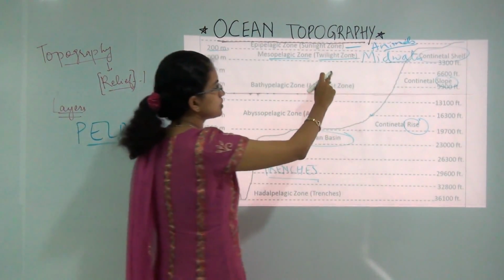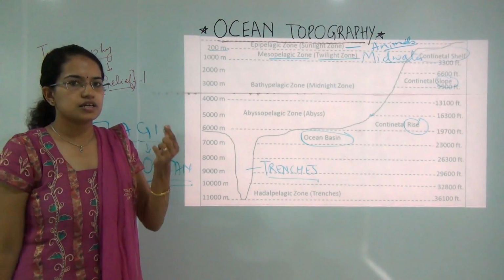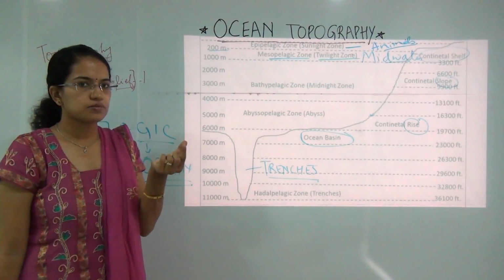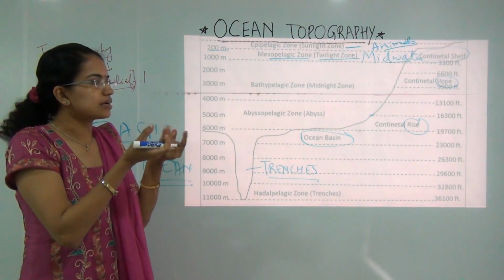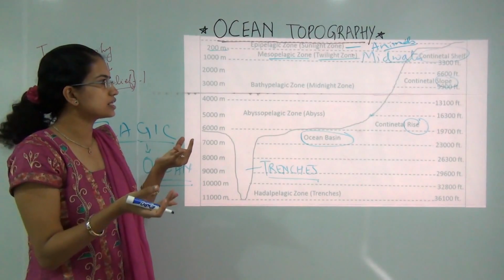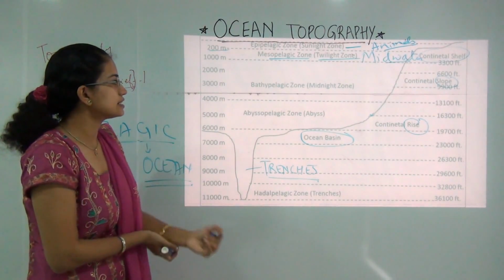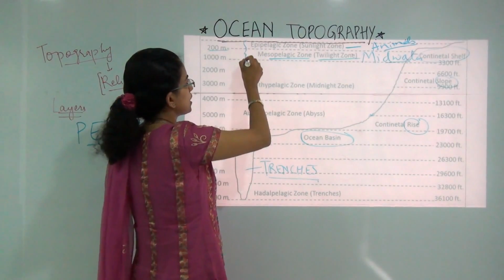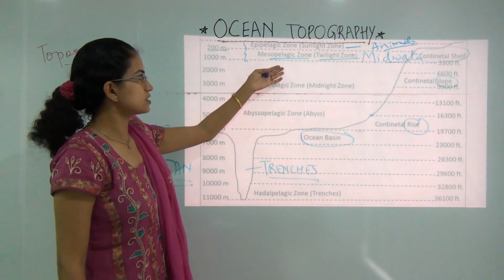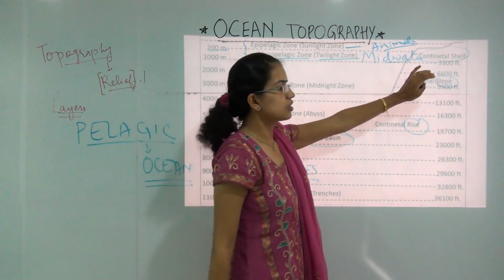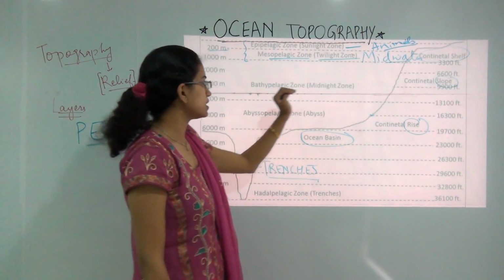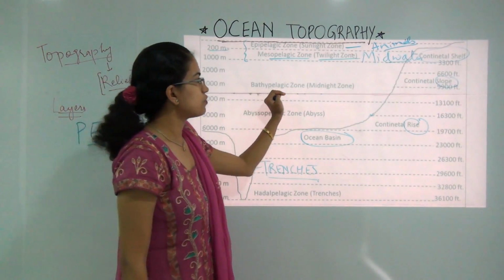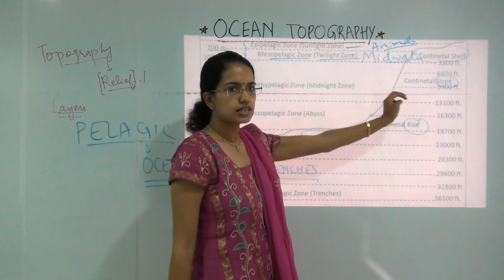You have the twilight zone or the mid-water zone. Here you have animals which are bioluminescent, so you have lights coming out from animals and small creatures. The next here is the bathypelagic zone. These two zones together, the epipelagic and the mesopelagic zone, constitute the continental shelf region. The next is bathypelagic, which forms the major section of the continental slope area.